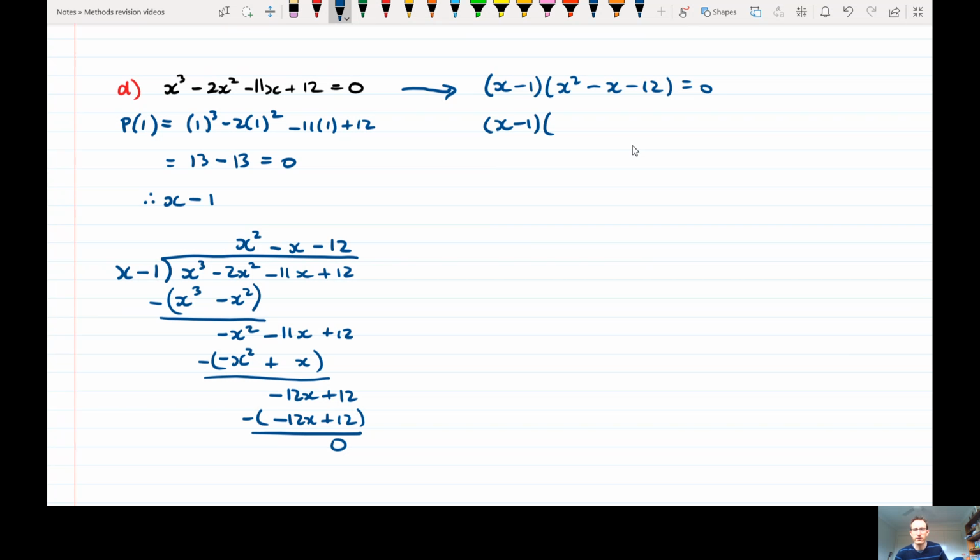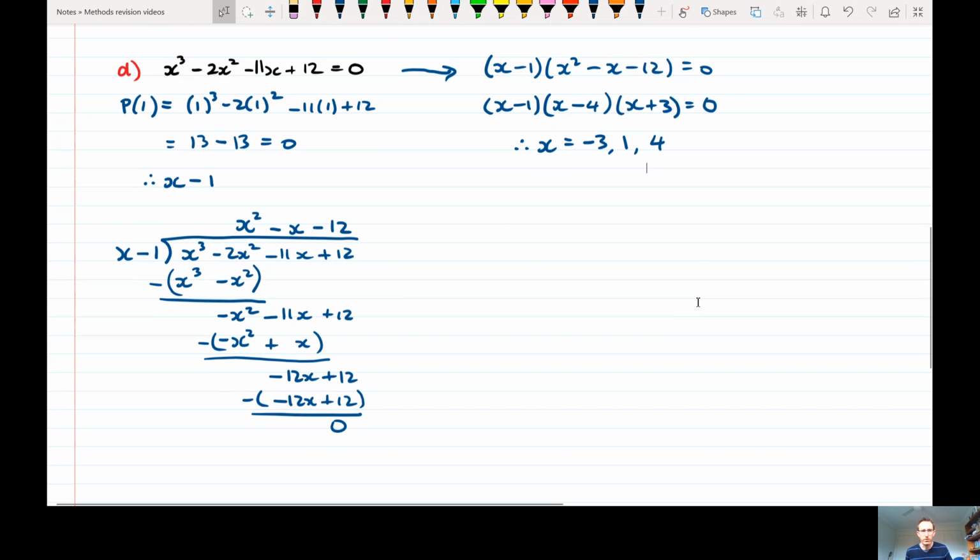I'm going to look if I can factorize this quadratic. In fact, I can. Factors of negative 12 that add to negative 1 are negative 4 and positive 3. So therefore, I find that x equals negative 3 from this bracket, 1 from that bracket, and 4 from that bracket. And that is a brief reminder of how to solve polynomial equations.